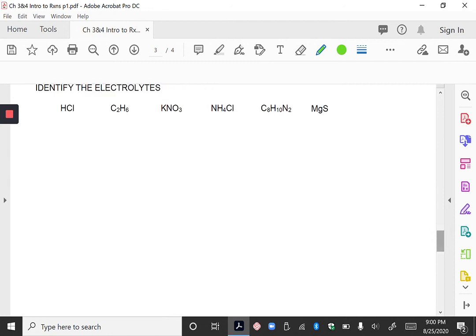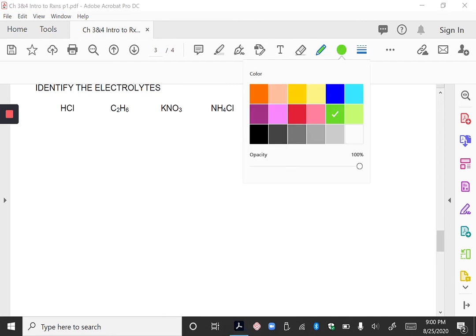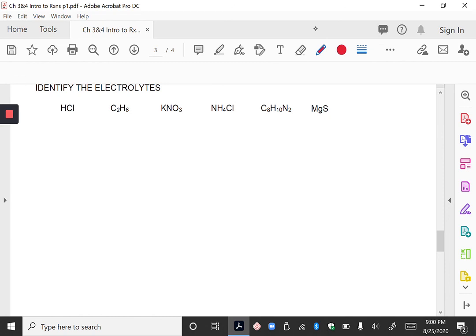So let's take a look at our substances here. First you ask yourself, what type of substance is this? Is it acid, base, salt, or just a molecular? Well, this is covalently bonded. It's molecular, but it's an acid. And I know that because it starts with an H. So this is an acid. Then you ask yourself, is it a strong acid or a weak acid? In this case, it is a strong acid. And so that means it's a strong electrolyte. I'm just going to write ELEC for electrolyte.